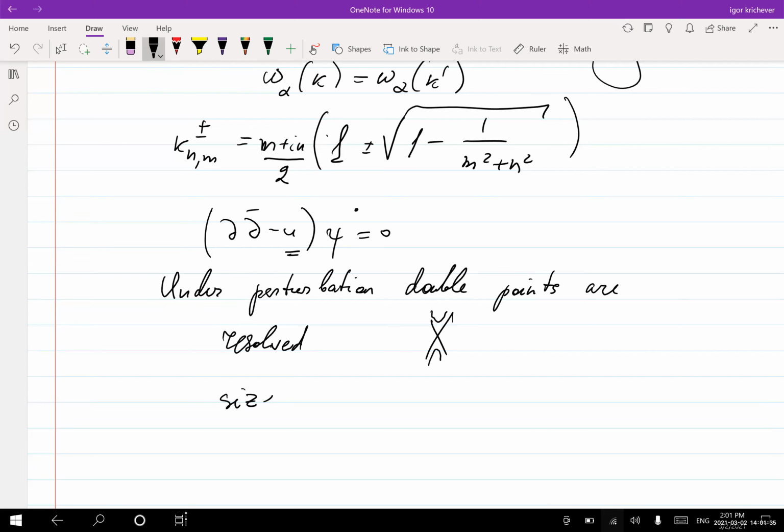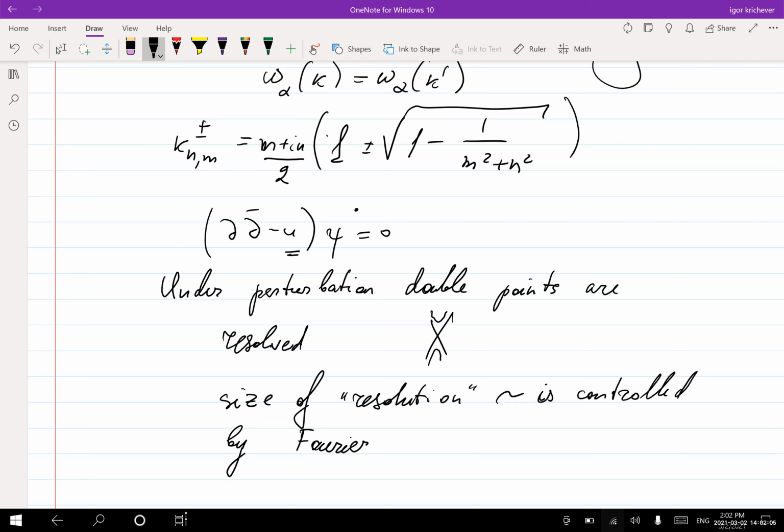The size of the resolution is controlled by the exact formula, controlled by the Fourier coefficient of u. So u is a periodic function. You take the Fourier coefficient, the m-th Fourier coefficient of u.